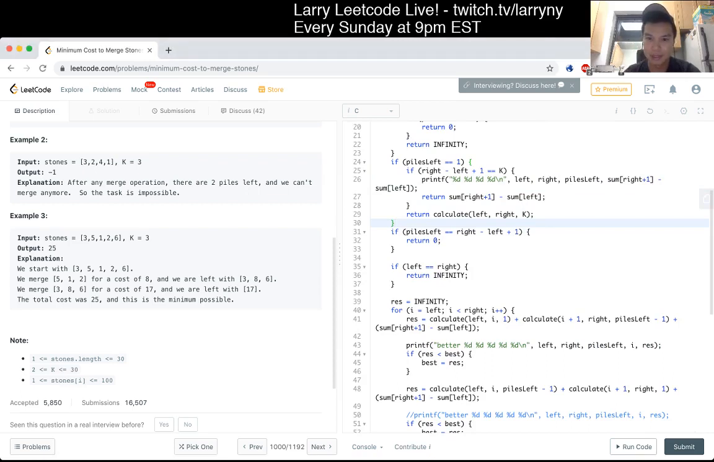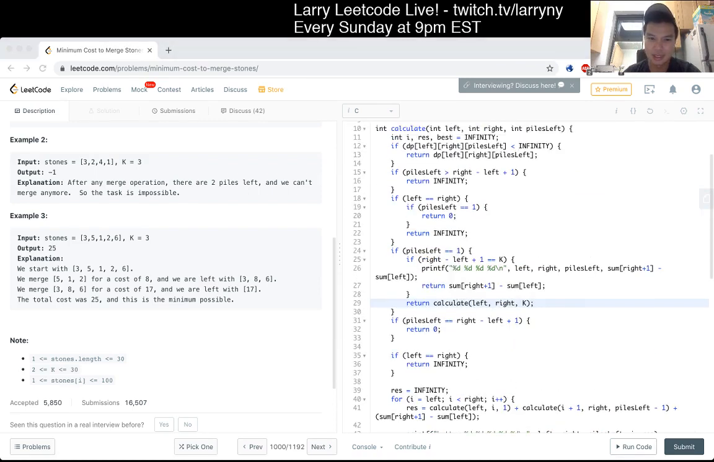we do recursion, right? Left, right, and k, because you want there to be k piles to do the left, right. That part is right. Oh, this is wrong. This does not include the cost.